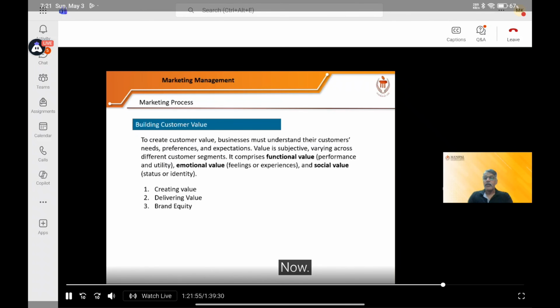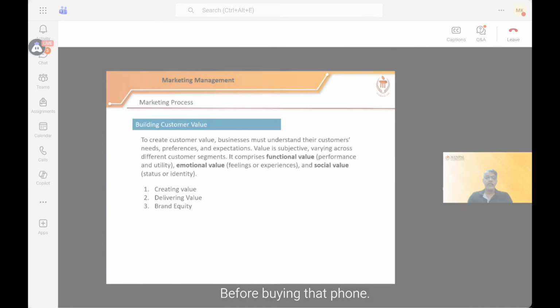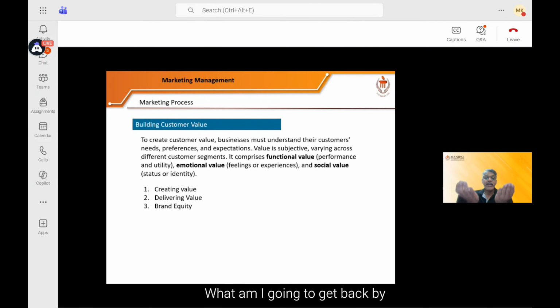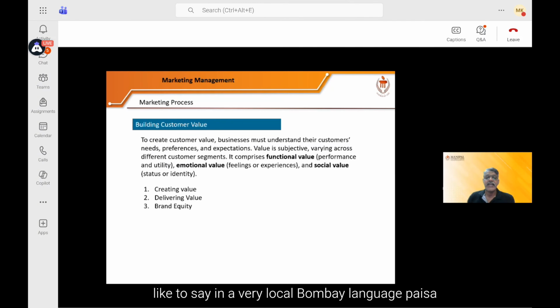Now, before buying that phone, I will be taking into consideration what am I going to get back by using that phone. Is a 70,000 mobile phone worth it for me to buy? What all things can I make out of that? In simple words, in a very local Bombay language, paisa vasool. That is how you build the value for the customers.